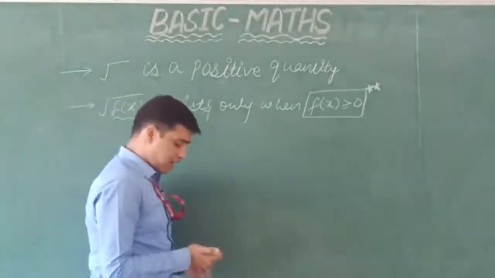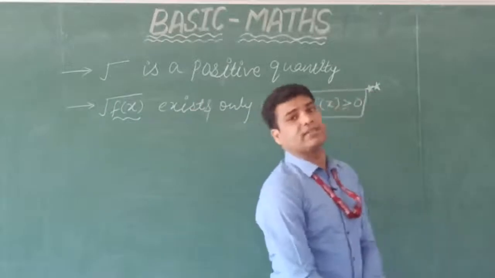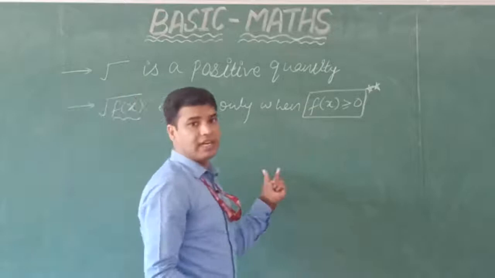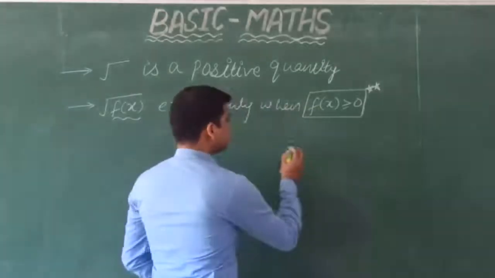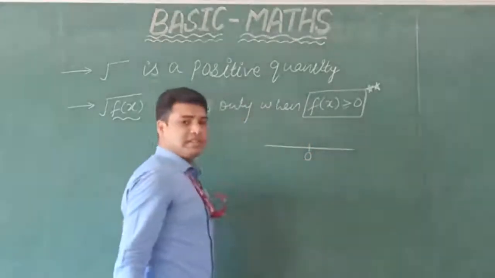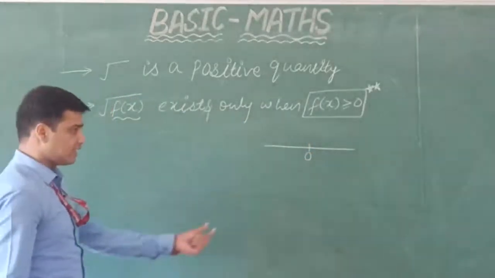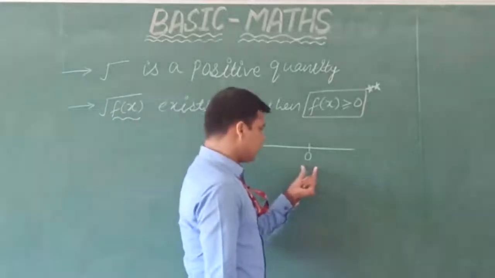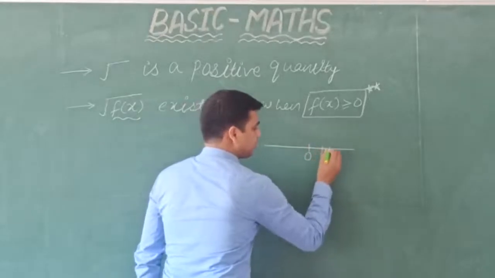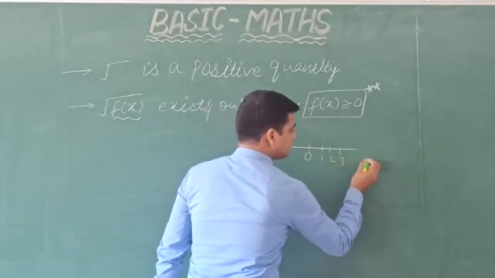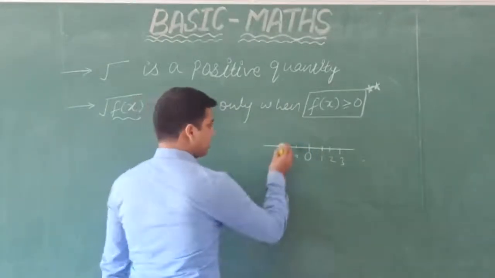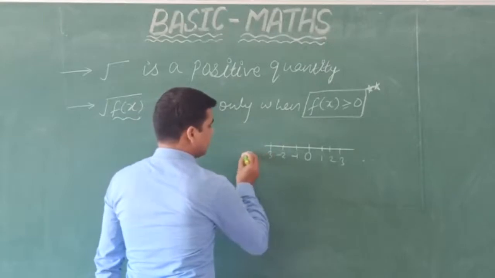non-negative. Okay, so first of all I will discuss the basic difference between positive, negative, and non-negative and non-positive. Now see this here. We know that this is a number line. This is 0 here. We know that 0 is a neutral number, neither positive nor negative. From this 0, if you move towards the right side, you will get positive numbers 1, 2, 3 and so on. In the same way, if you move towards the left side, you will get negative numbers, minus 1, minus 2, minus 3 and so on.